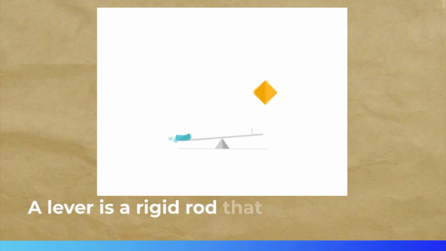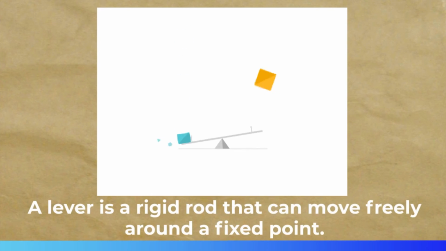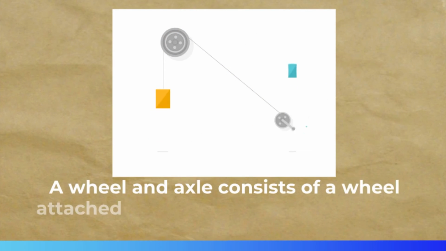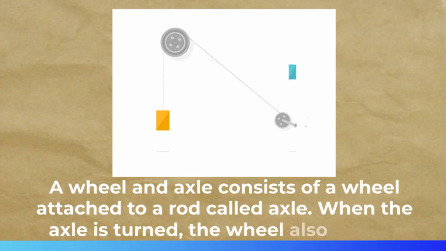A lever is a rigid rod that can move freely around a fixed point. A wheel and axle consist of a wheel attached to a rod called axle. When the axle is turned, the wheel also moves.